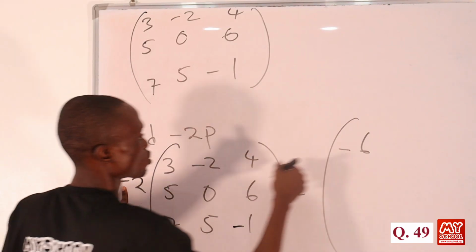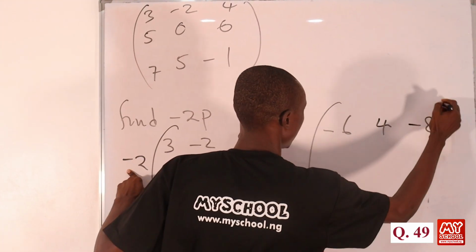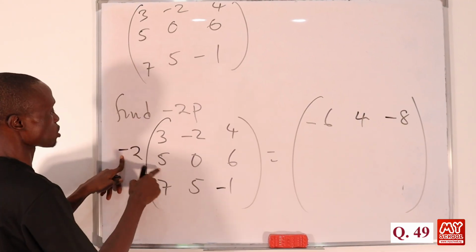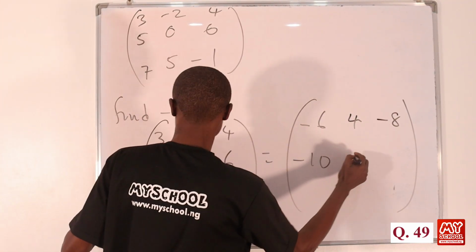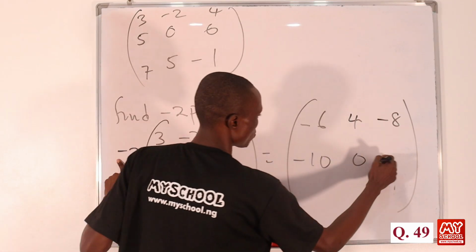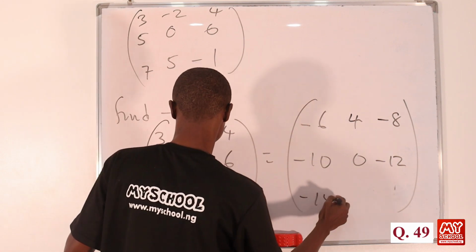Minus 2 times minus 2, that will give us 4. Then minus 2 times 4, that will give us minus 8. Okay, then minus 2 times 5, that will give us minus 10. Minus 2 times 0 is 0. Minus 2 times 6 is minus 12. Minus 2 times 7 is minus 14.